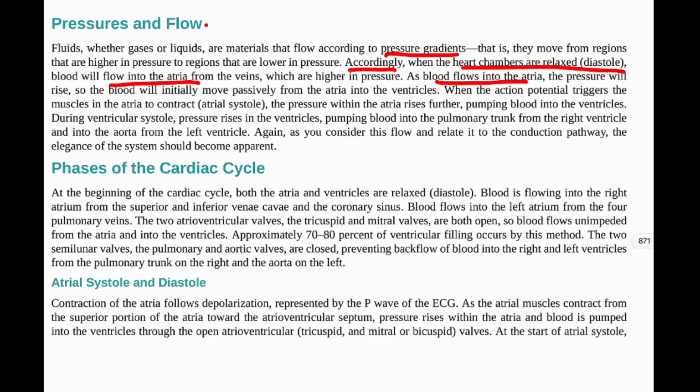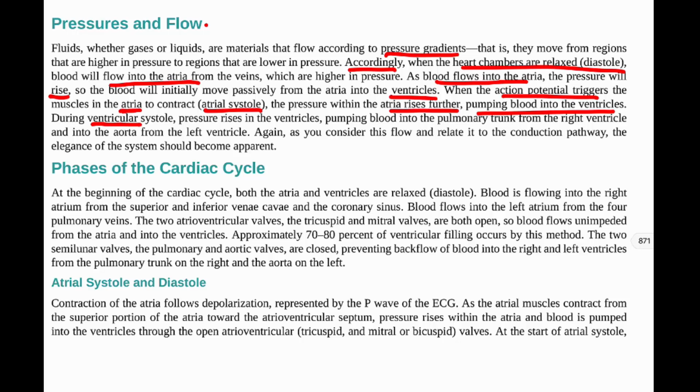And then as blood flows into the atria, or atrium, if we're talking about the right side, the pressure will rise in the atria. And then it's going to passively move from the atria into the ventricles. So it's just moving to the area of least resistance. It's going to go from the atria, because those are getting full and pressurized, and it's going to drip down into the ventricles now. When the action potential triggers the muscles in the atria to contract, so the top part of the heart, when we have atrial systole, the pressure in the atria is going to rise further, and then that's going to pump the blood into the ventricles. So it's going to be pushing that blood down into the ventricles.